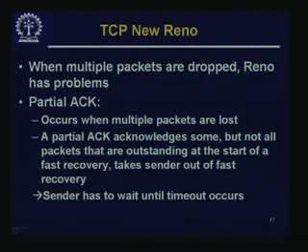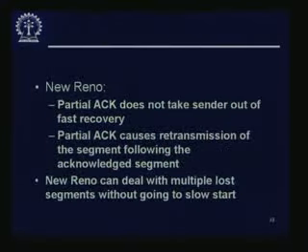A partial ACK acknowledges some but not all packets that are outstanding at the start of a fast recovery, and in Reno it takes the sender out of fast recovery. So, the sender has to wait until a timeout occurs. So, in New Reno, a partial ACK does not take the sender out of fast recovery. A partial ACK causes retransmission of the segment following the acknowledged segment. New Reno can deal with multiple lost segments without going to slow start.